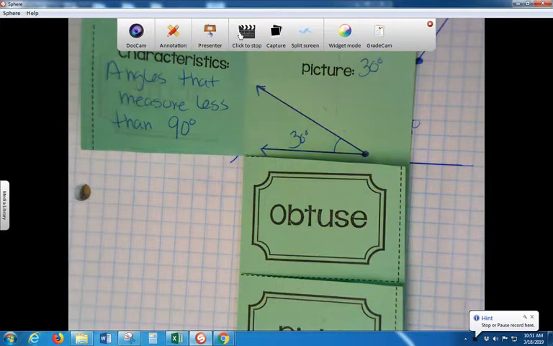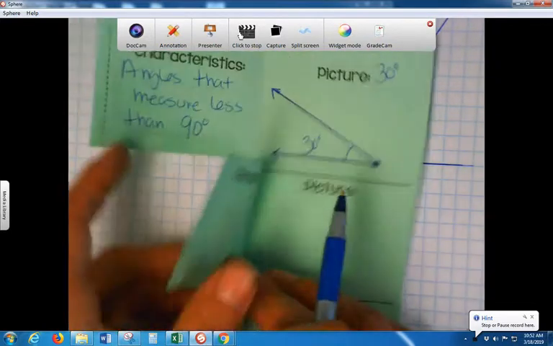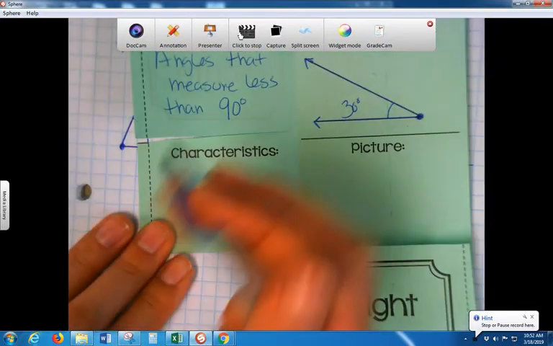Okay, Angel. What is an obtuse angle? An angle that is measured higher than 90 degrees. But there's 2 parts to it. Yep. So, Angel, you have the first part, right? So now I'm an obtuse.